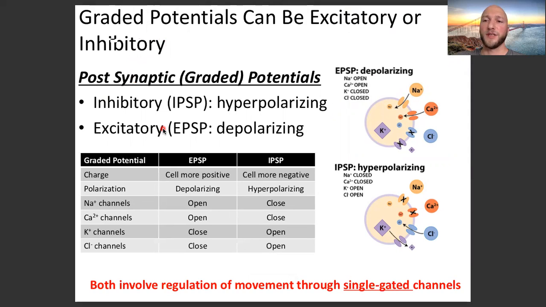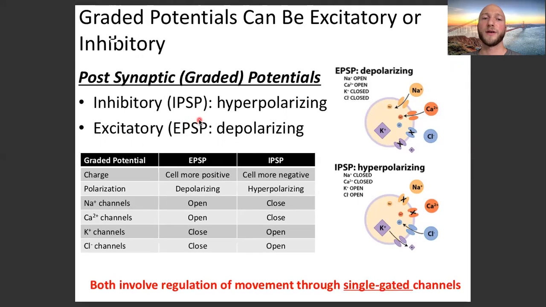When it comes to graded potentials, we brought this up a couple times, once in lab and once in lecture. There's something called an inhibitory postsynaptic potential, or IPSP. This would be a type of graded potential that inhibits an action potential from occurring or hyperpolarizes the cell. And there's another type called an excitatory postsynaptic potential, or EPSP, that depolarizes the cell and makes it more likely to send an action potential.